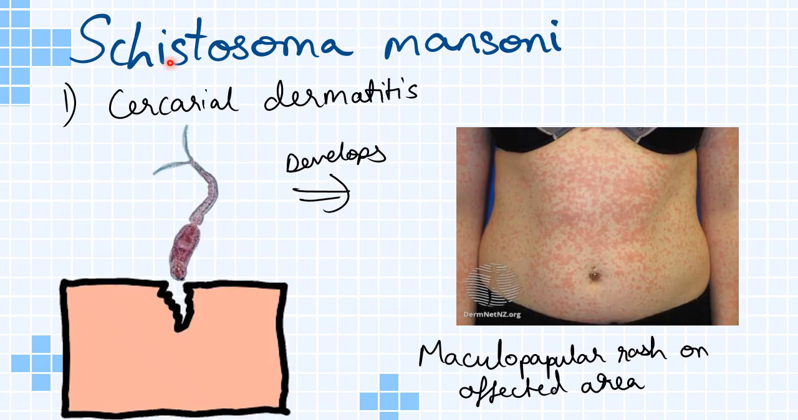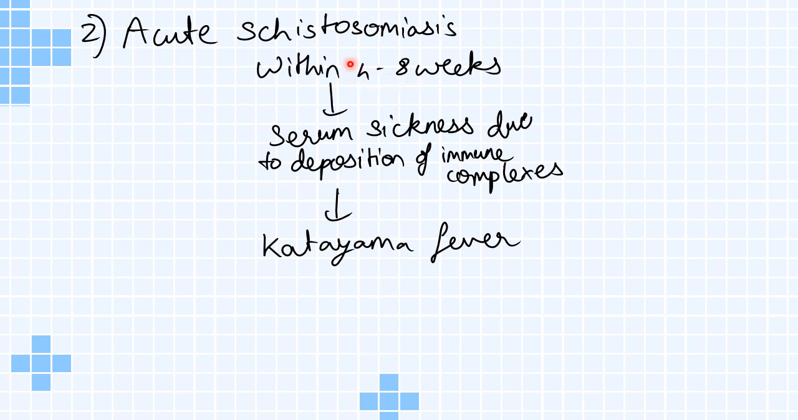Let's begin with Schistosoma mansoni. The earliest clinical symptom of the infection is cercarial dermatitis. Skin penetration by Cercaria causes an itchy maculopapular rash at the site of entry. This represents the body's immediate response to invasion. Within 4 to 8 weeks, some patients develop acute schistosomiasis, also known as Katayama Fever. This occurs due to immune complex depositions and resembles serum sickness. The symptoms are systemic and reflect an exaggerated immune response.